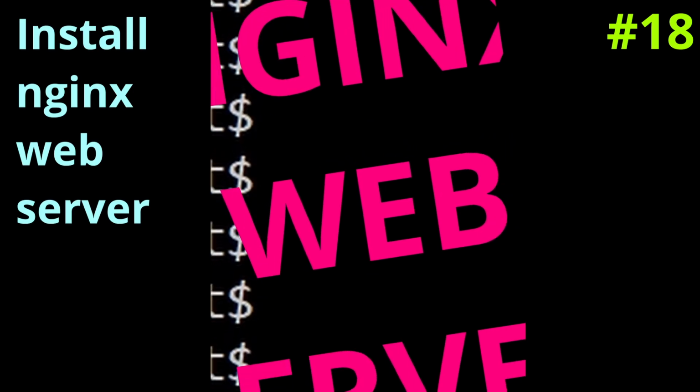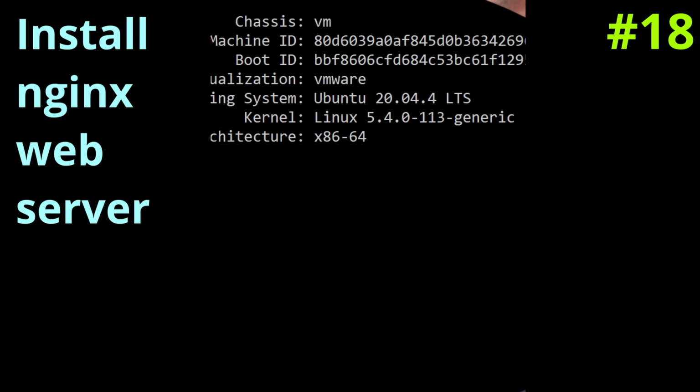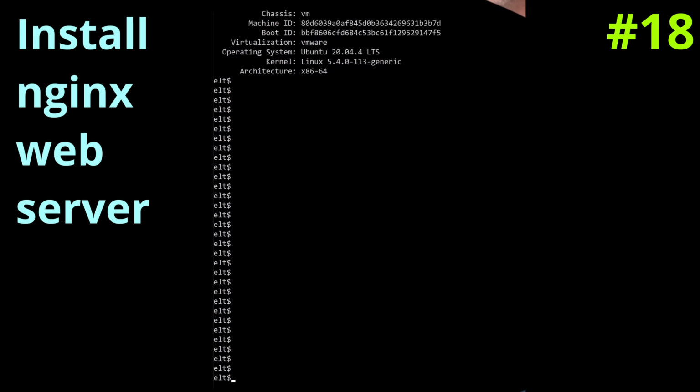Here's how you install nginx on a Debian-based Linux system. I'm currently using Ubuntu 20.04 for this. So first thing we're going to want to do is update the software repositories. So you'll type sudo apt update.